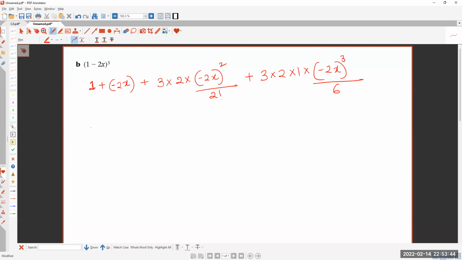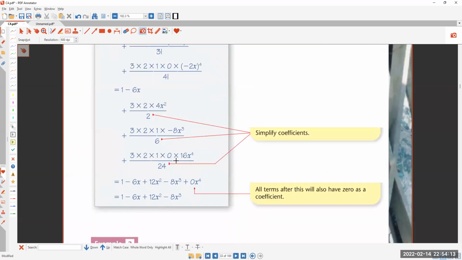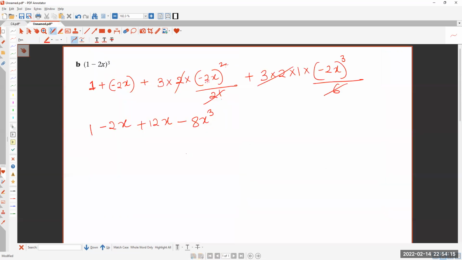Okay, so let's try. 1 minus 2x, the 2 gets cancelled, minus 2 squared is 4, plus 4 into 3 is 12, so plus 12x squared over here. Then 3 twos are 6, 6 and 6 get cancelled. It's going to be minus 8x cubed. So 1 minus 2x plus 12x squared minus 8x cubed. Okay, 3 fours are 12. Why?